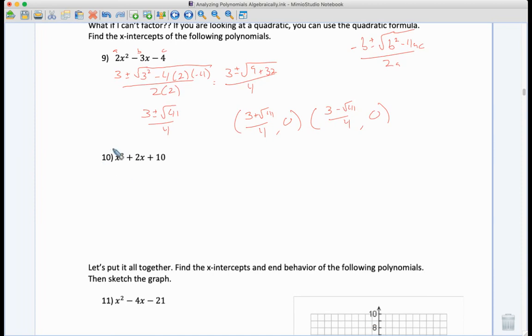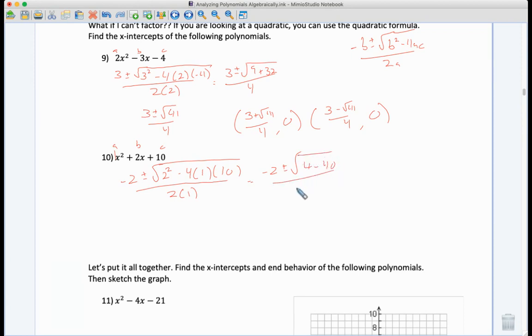We can do the same thing over here for number 10. It looks like my a value is going to be 1, my b value is 2, and my c value is going to be 10. So negative b would give me negative 2 plus or minus the square root of 2 squared, which would give me 4, minus 4 times 1 times 10. And this is all going to be over 2 times 1. Now, looking at what's underneath the radical, if I simplify, this is negative 2 plus or minus the square root of 4 minus 40.